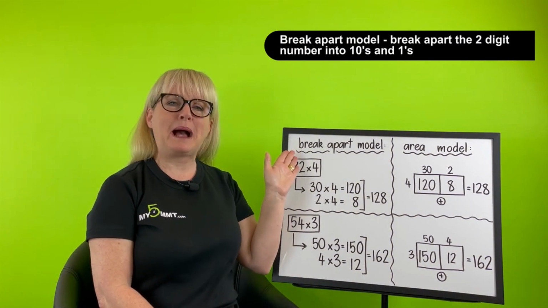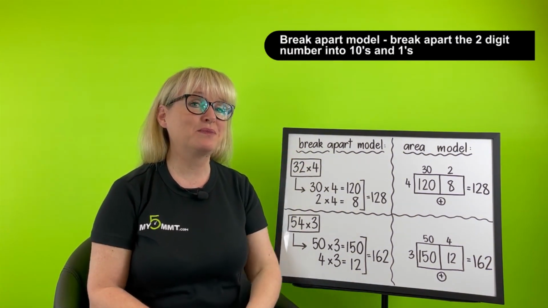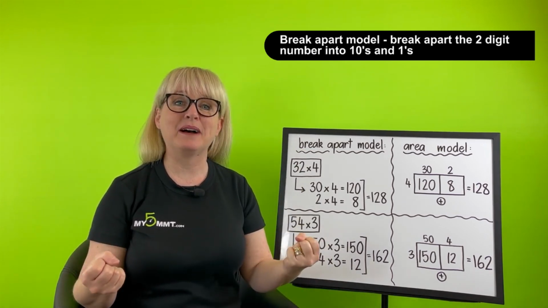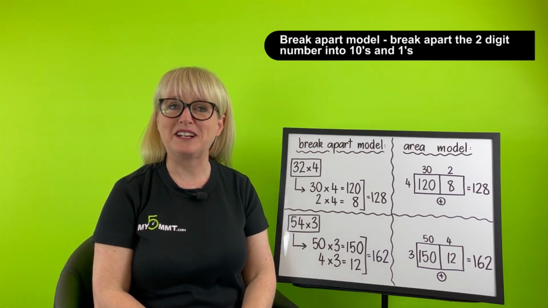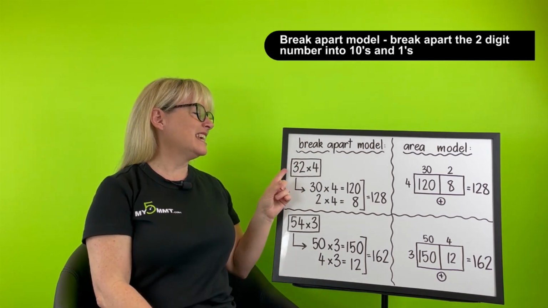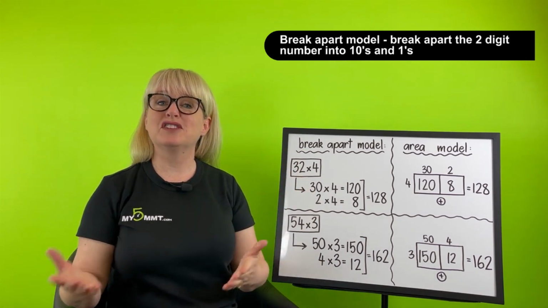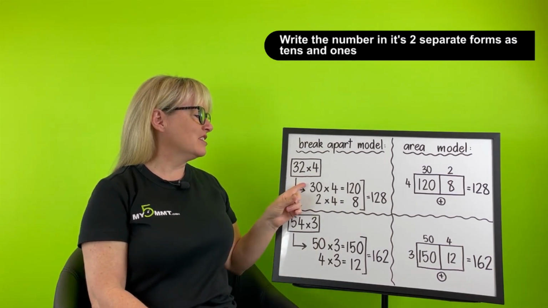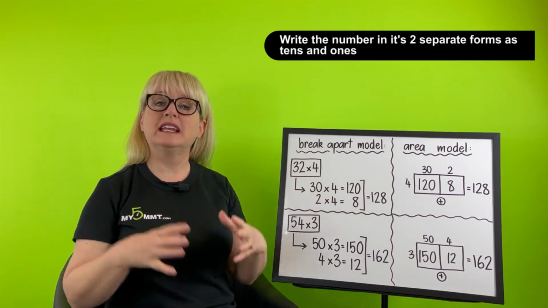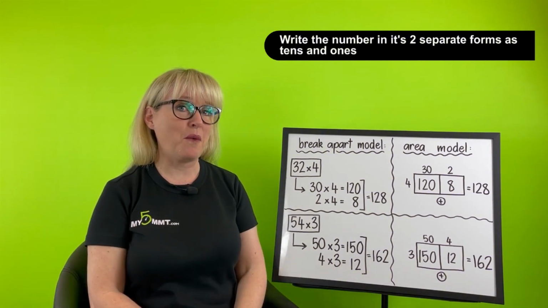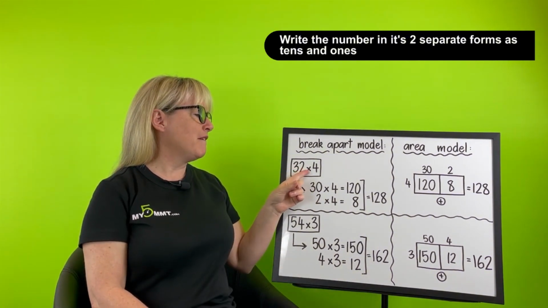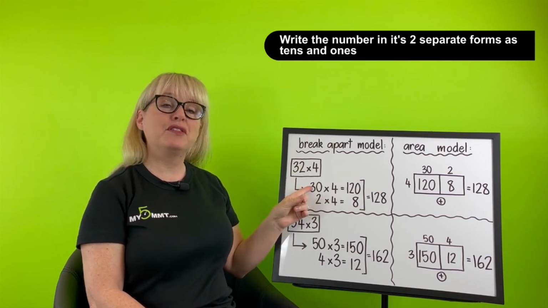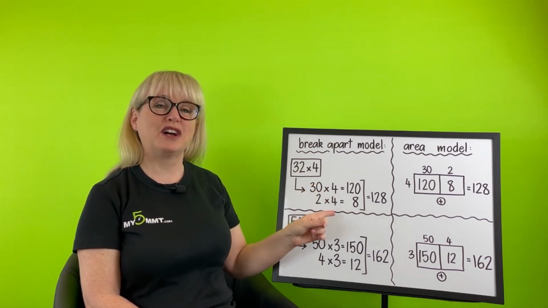One's called the break-apart model, and just like the name suggests, we break apart our number, the two-digit number that we have in a question. We break it into tens and ones because 32 is 3 tens and 2 little ones. We write it as 30 and 2 in its broken two separate forms. But we multiply by 4 for each. So we have 30 times 4 and we have 2 times 4.